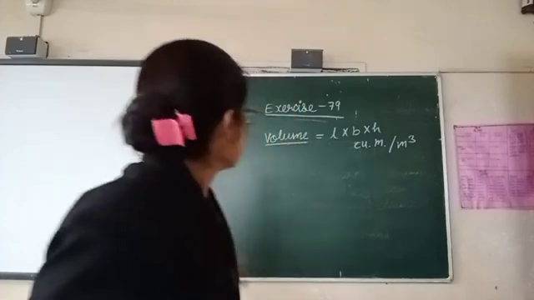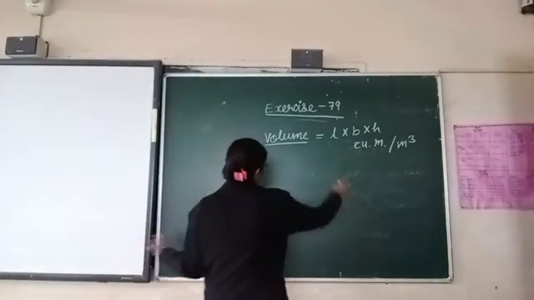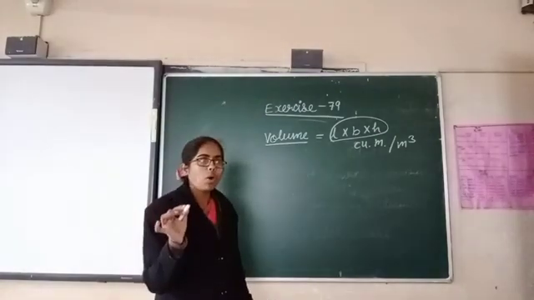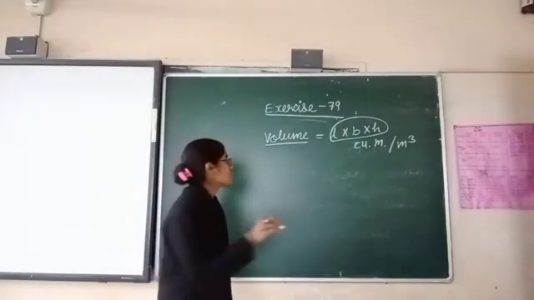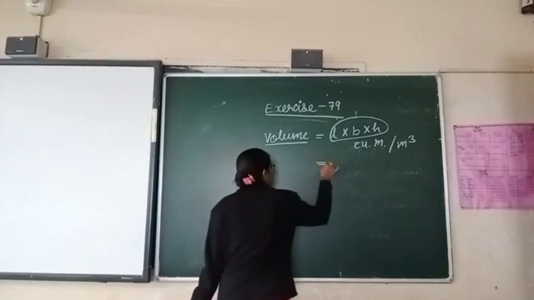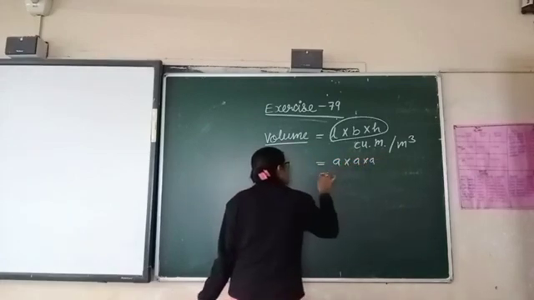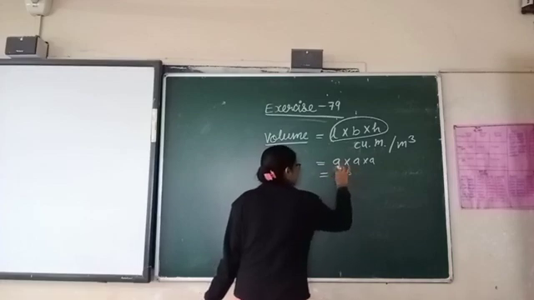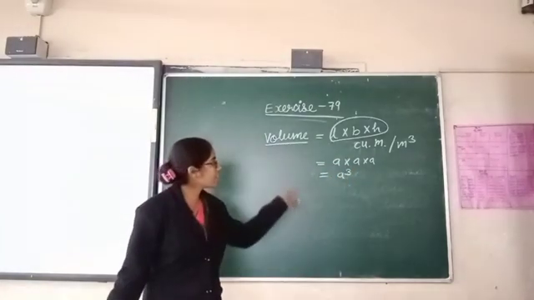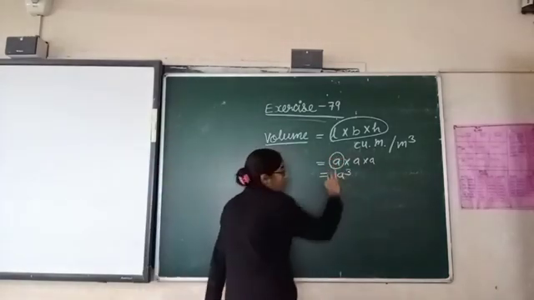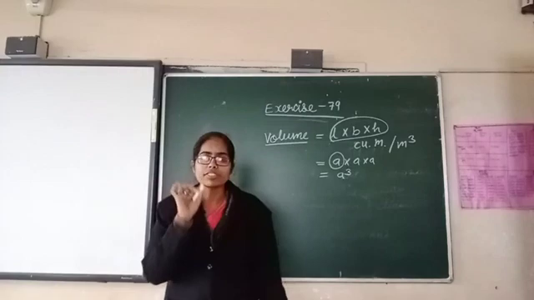And why did I say both formulas are the same for cube and cuboid? But in case of a cube, all the sides are equal. So what do we use in place of L, B and H? A into A into A equal to A cube. Three times we are writing A, so we write A cube. And this A represents the side of the cube, where all the sides are equal.